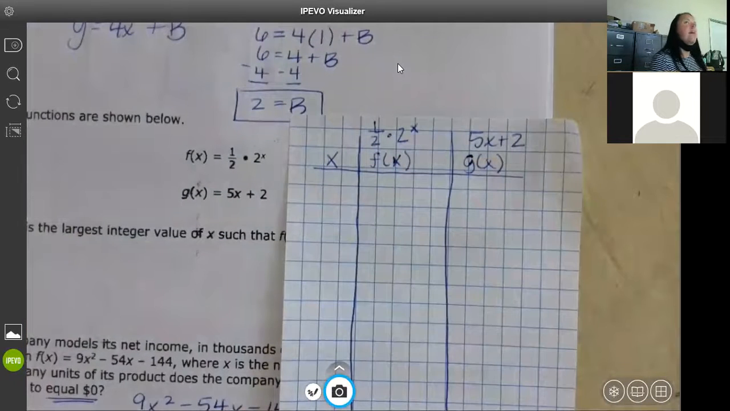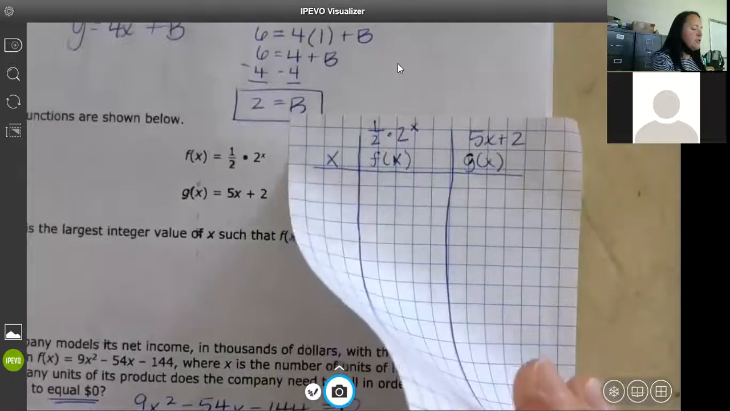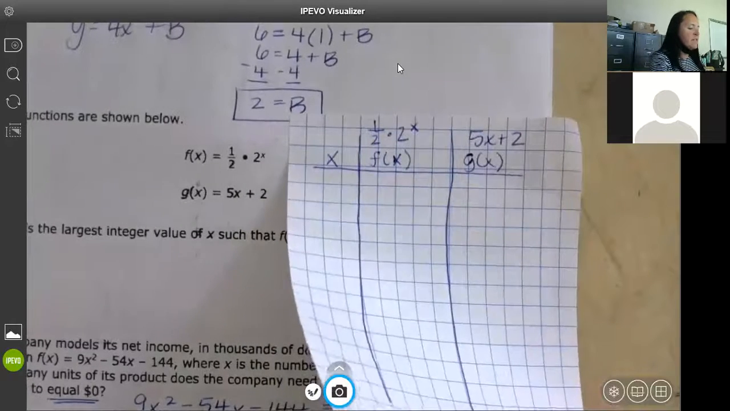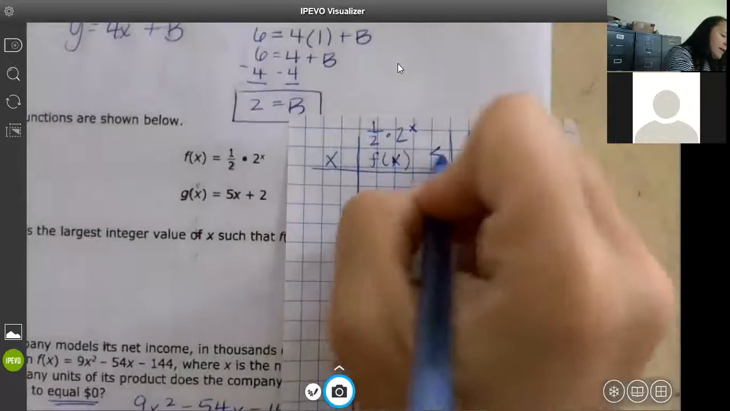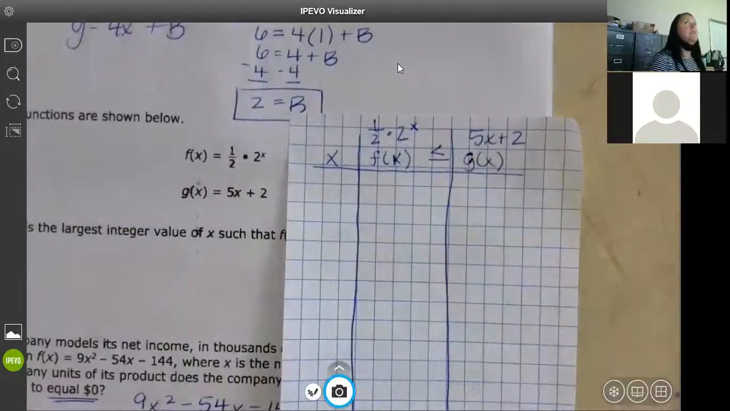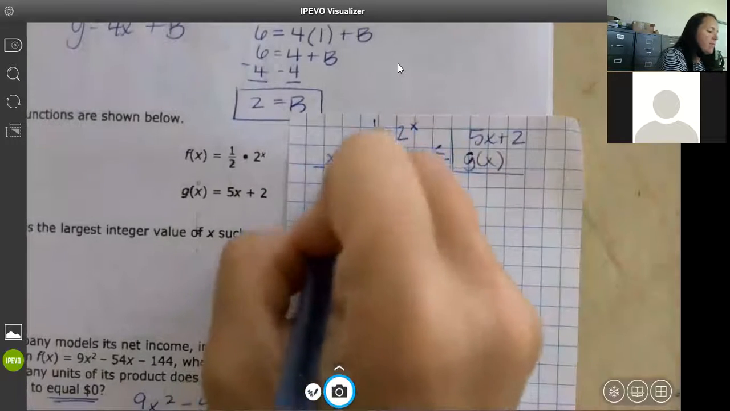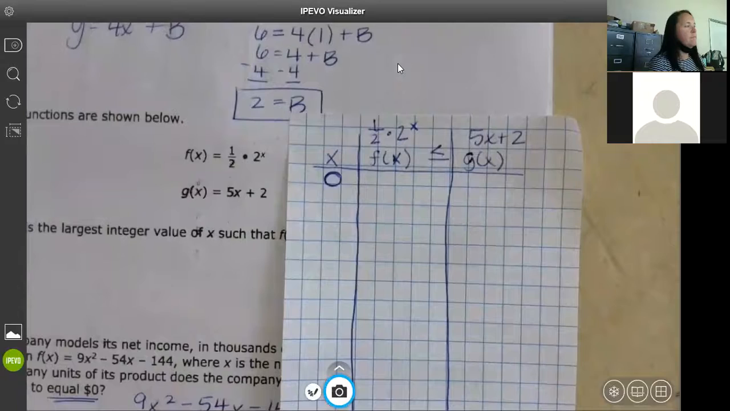g of x is 5x plus 2. It says, what is the largest integer value of x such that f of x is less than or equal to g of x? We want it less than or equal to g of x. So I'm going to start with 0.